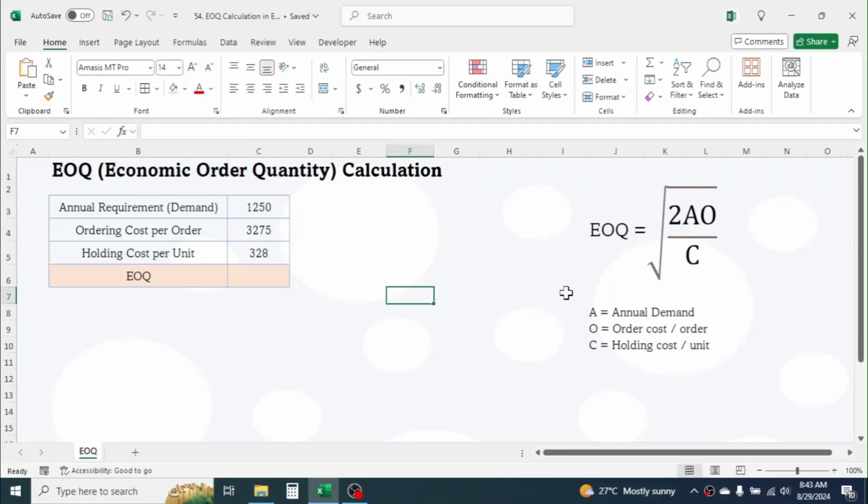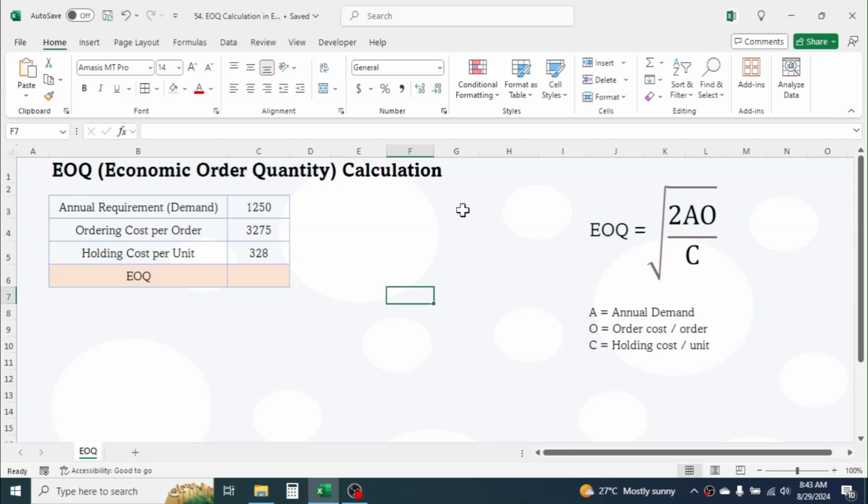Welcome back, friends. Here in this tutorial, we will learn how to calculate the EOQ, that is the economic order quantity in Microsoft Excel. EOQ is one of the very useful concepts in inventory management which aims to minimize the total cost of ordering and holding the inventory and at the same time ensures regular supply of products to customers by avoiding stockout situation.